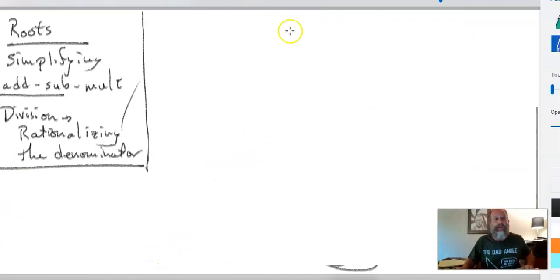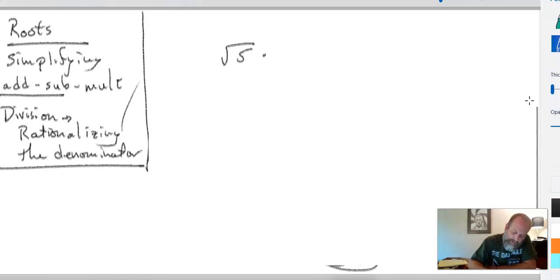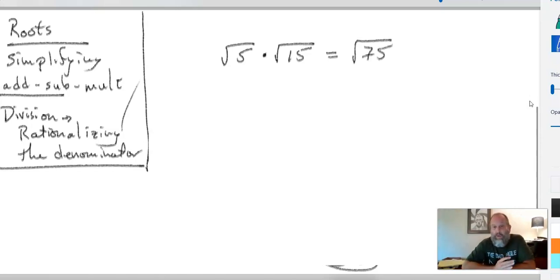Let's turn the brush back on. There we go. Now, when it comes to multiplication, probably the most direct thing to do is just a radical times another radical, right? Now, there's two ways to do these. I could start by just multiplying 5 times 15 and get the square root of 75, right? And then once I have that, I'll simplify it.